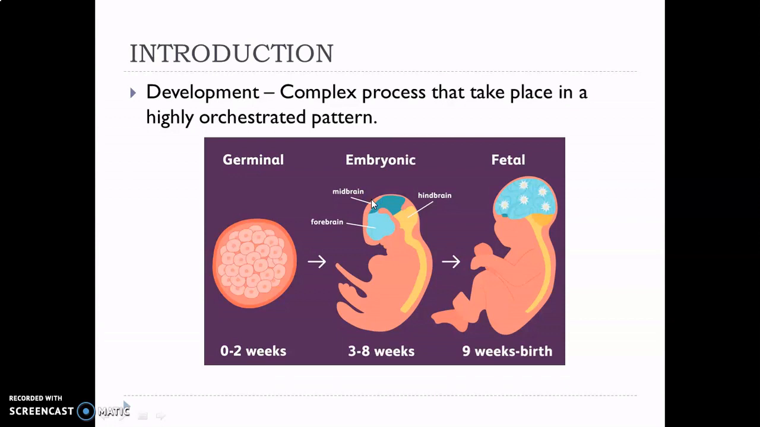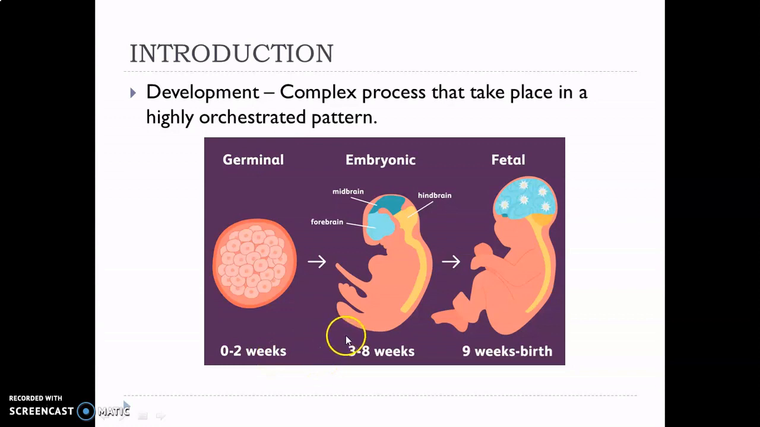This video is on developmental disturbances affecting jaws. Human development is a complex process that takes place in a highly orchestrated pattern. The embryonic development can be divided into three phases: germinal, embryonic and fetal phase. The germinal phase involves cellular proliferation, cell migration and, to an extent, cellular differentiation, and it starts from the time of conception and lasts till 2 weeks of intrauterine life.